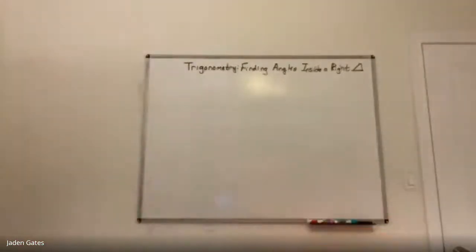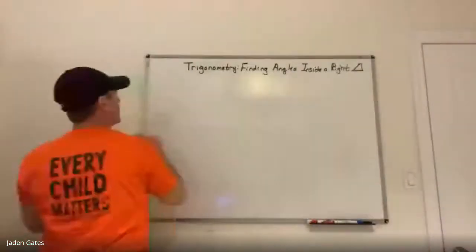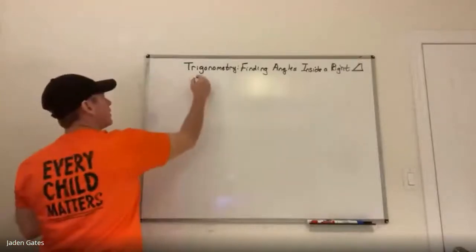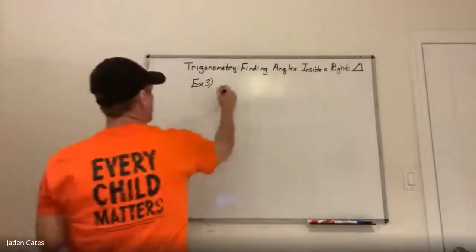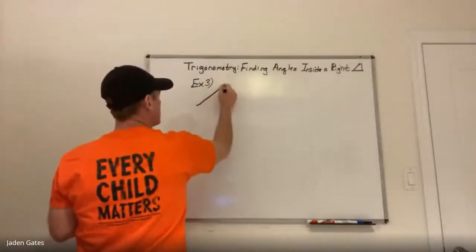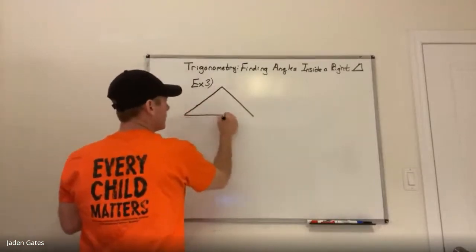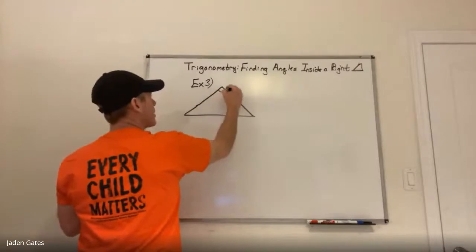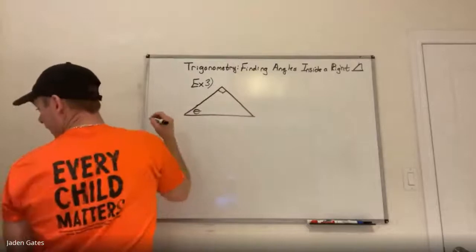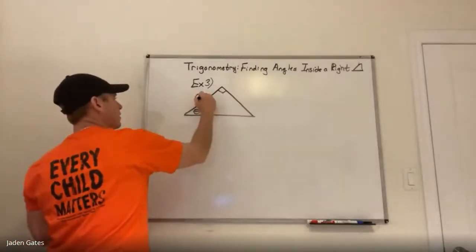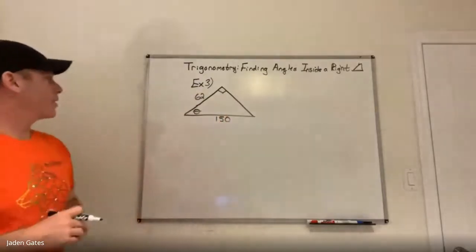All right, so let's see here. Example 3. Make sure it's nice and dry. Let's see here. I got a right angle triangle, and of course I put my little box there. This is the angle I'm looking for right here, theta. And I'm going to put a 62 here and a 150 here. All right, so there we go.